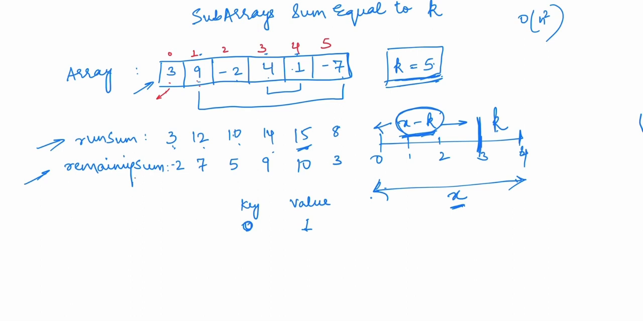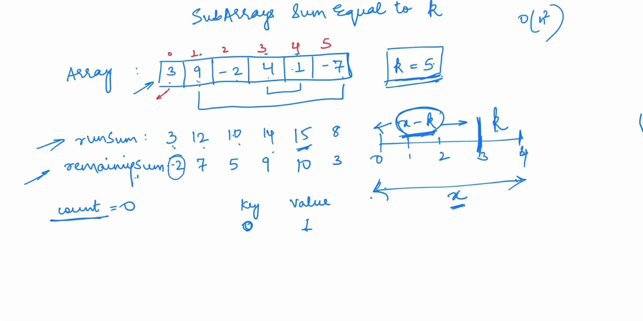And what would be the role of this remaining sum? At any point, we are going to check if the remaining sum also exists in this hash map or not. If it does exist, then we know, okay, we have encountered one subarray. So we will have a variable as a count. This will denote the number of subarrays. So we'll initialize it with 0, let's say, okay.